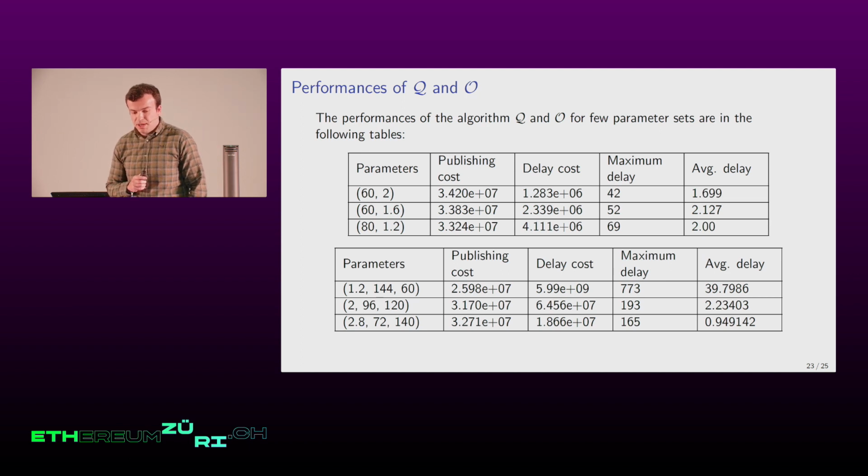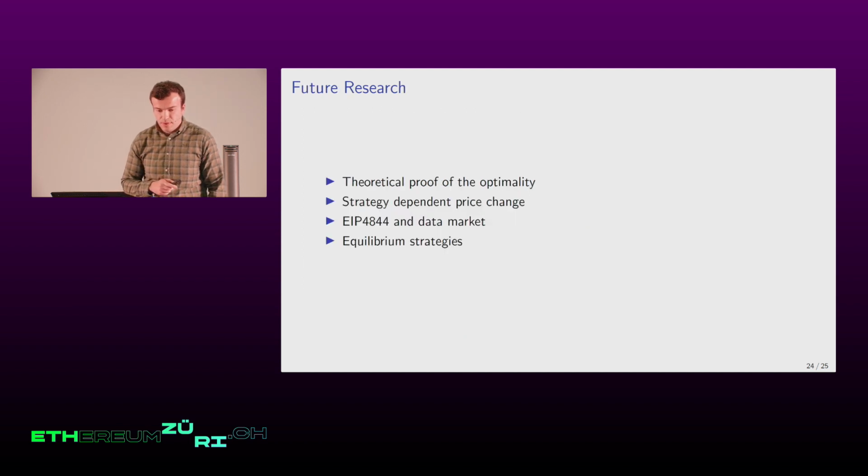So, for example, for parameters 60 and 2, maximum delay is only 42 minutes, while in case of, let's say, the original algorithm, it would be 193. That's like more than 3 hours. So there is a lot of future research to be done in this direction.